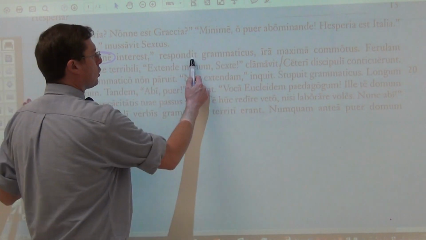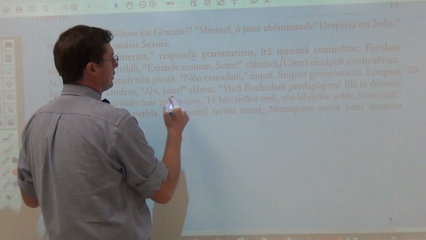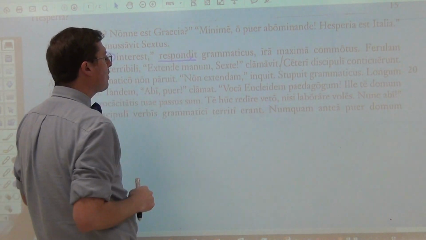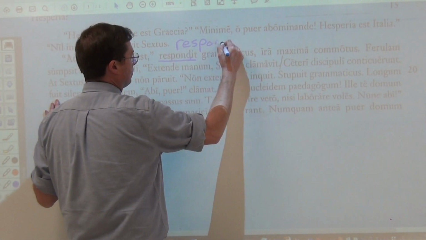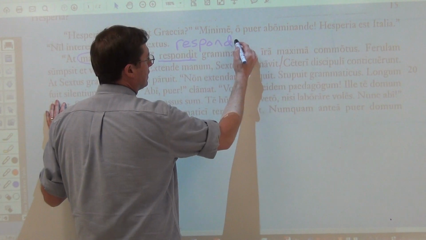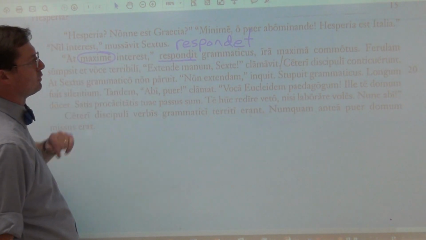The teacher responded. I know that it is a responded because it is a second conjugation verb, and even though the present stem, respond, is exactly the same as the perfect stem, since it's second conjugation, its present vowel would be an e, and then your ending t. He responds versus he responded.